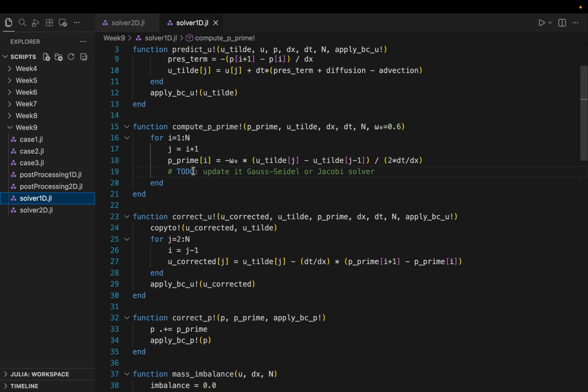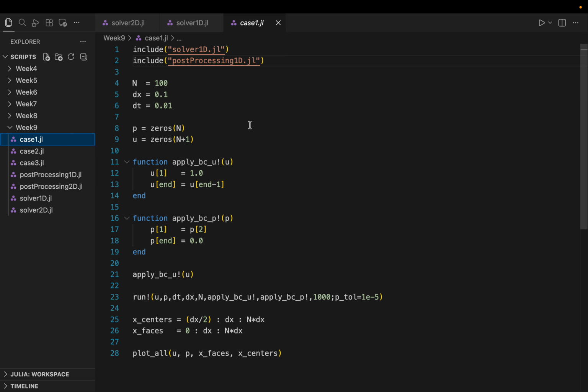So let's take case 1, which is the first problem here. We are discretizing with n equal to 100, dx is 0.1, dt is 0.01, and I am defining p to be 0 throughout and u also to be 0 throughout, which as we know is not correct. The boundary conditions are, at the first cell u is 1, and for the last cell du dx is 0, which is essentially u n equals u n minus 1.